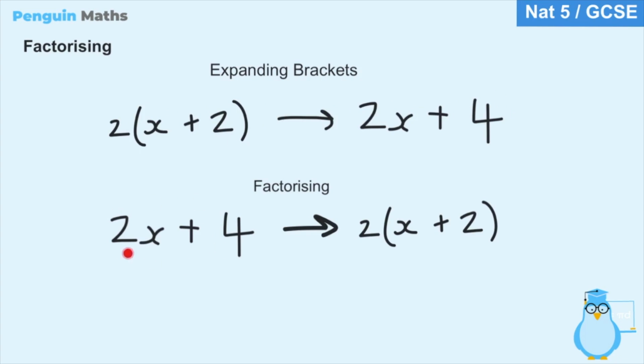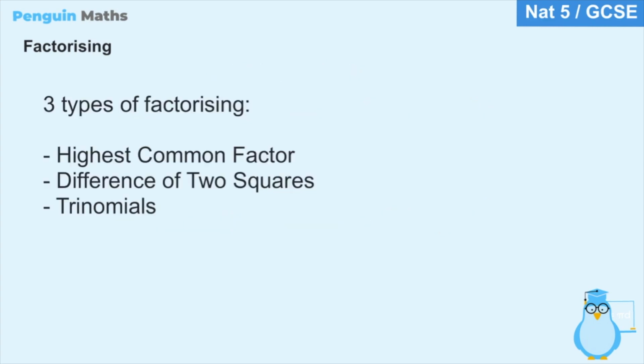But what if we had an expression such as this one that already didn't contain any brackets, but we wanted to put it back into brackets like here? Well, this process is called factorising, where we take an expression which doesn't have brackets and then turn it into an expression which does have brackets. And when we perform factorising, there's typically three ways that we can go about it.